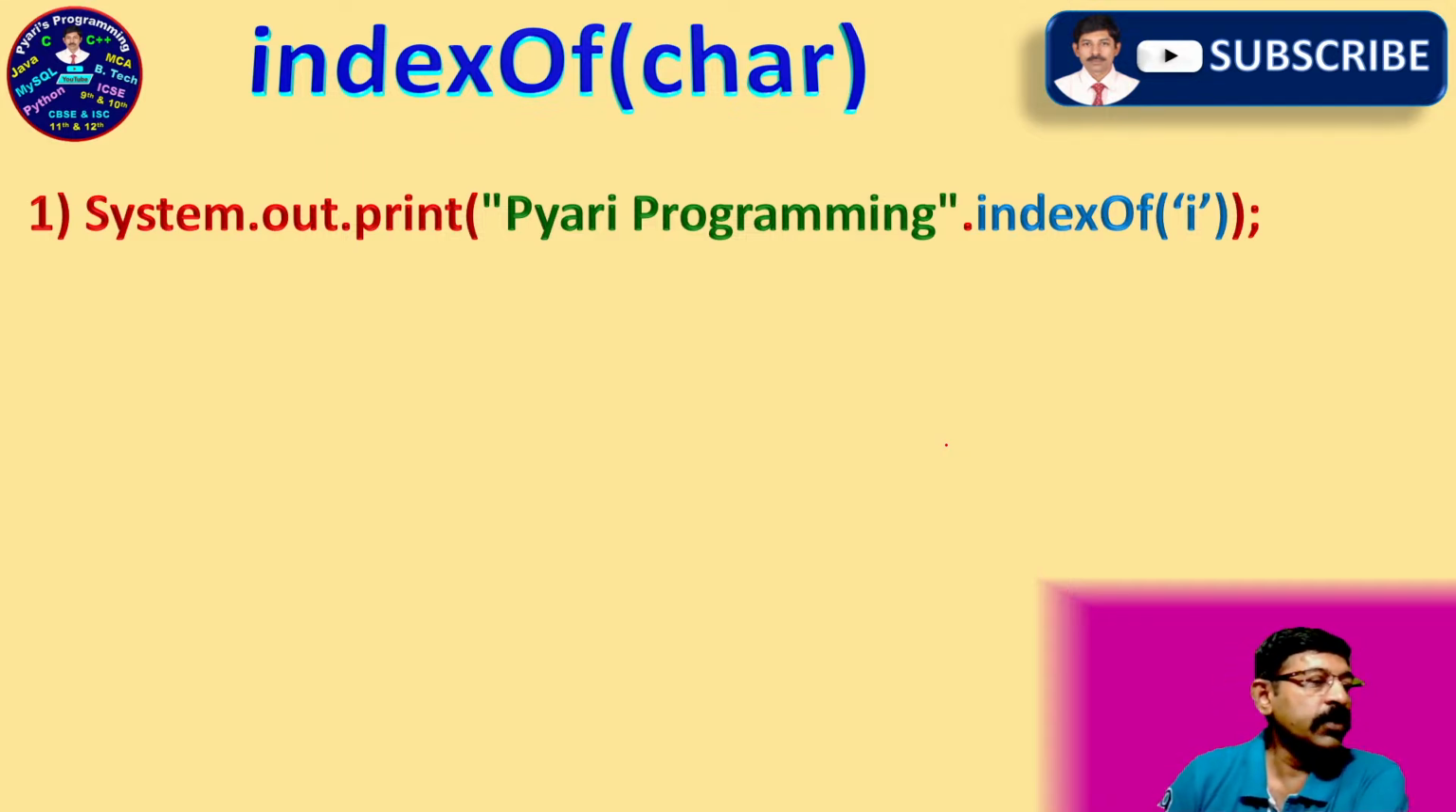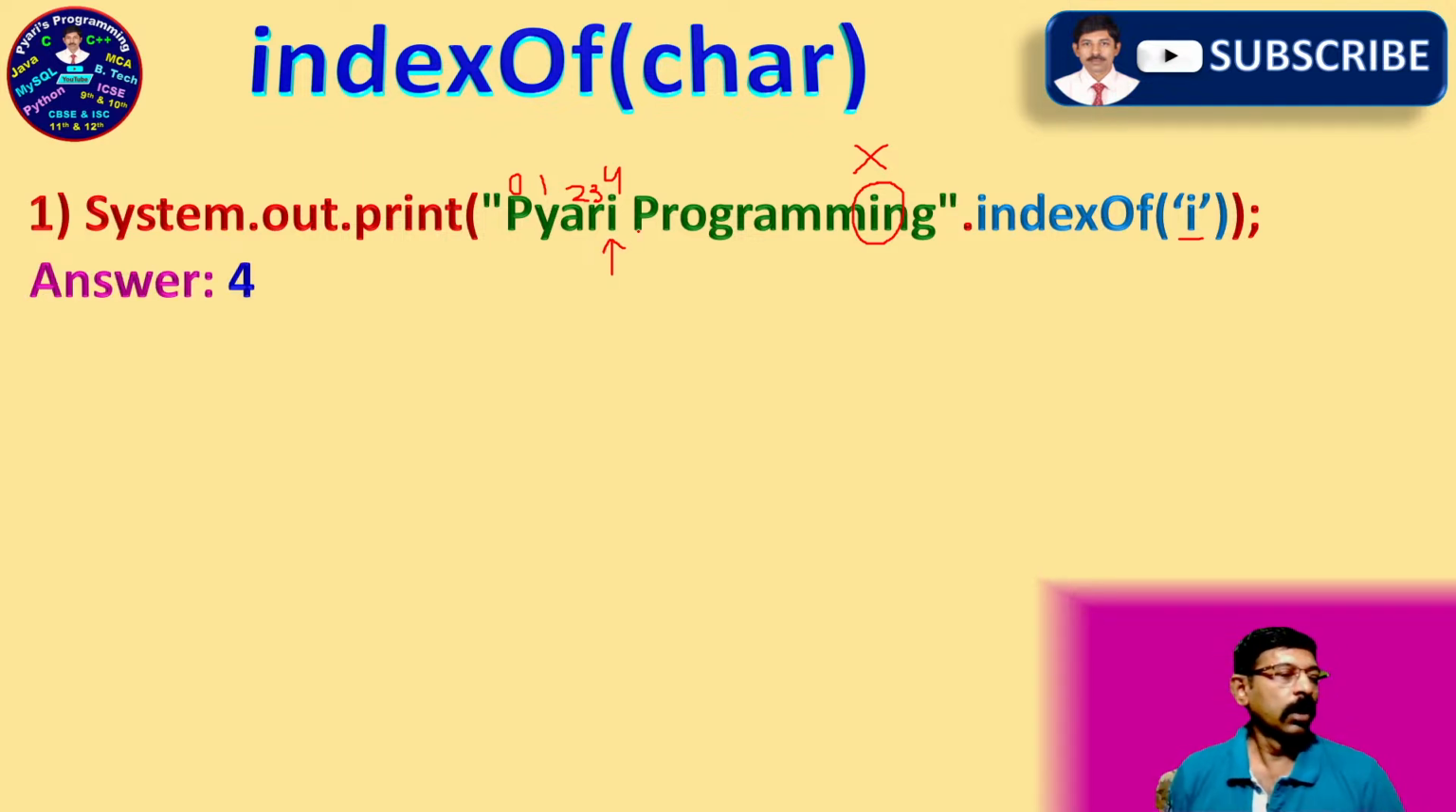Okay. Because it's the first occurrence. Index of, already I have explained, the first occurrence of I. This is 0 position. This is 1 position. This is 2 position. This is 3 position. And this is 4 position, the first occurrence. Even though I have one more I over here, I'm not going to consider this one because it says first occurrence, and the first occurrence is this one. So because of that reason, the answer is 4. Now this is most vital, first occurrence.